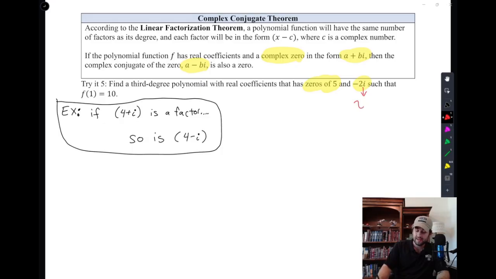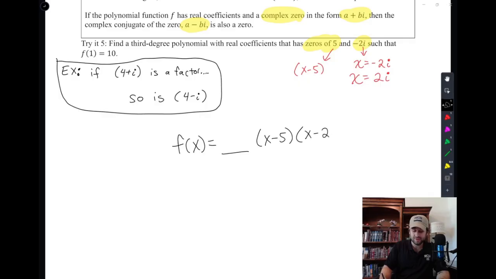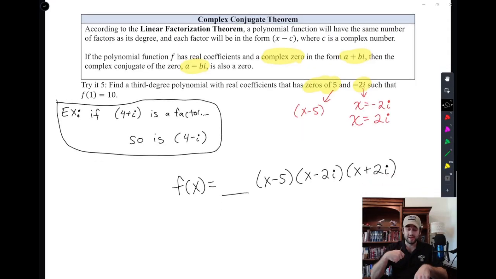Well, we say x equals negative 2i is a zero, and so is x equals positive 2i, the conjugate, where you flip the sign of the i term. And what that means is we have our three factors right away. Because if you remember, the 0 of 5 means we have a factor of x minus 5. And so f of x equals, and I'm going to leave a blank here, x minus 5 times x minus 2i times x plus 2i to take care of both of those imaginary terms from this complex conjugate theorem.